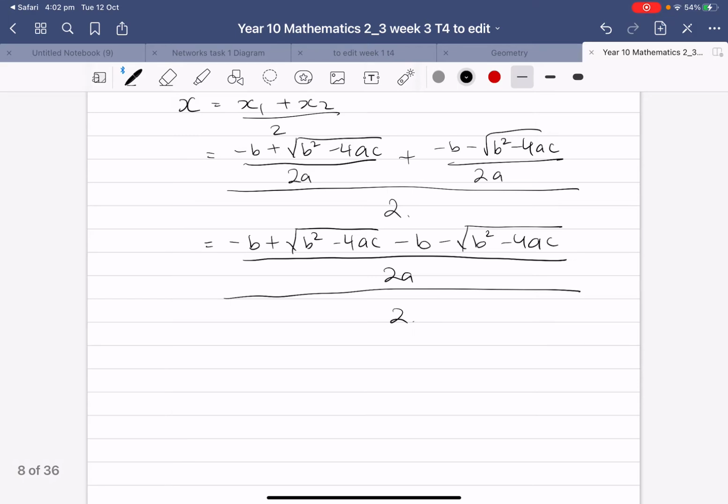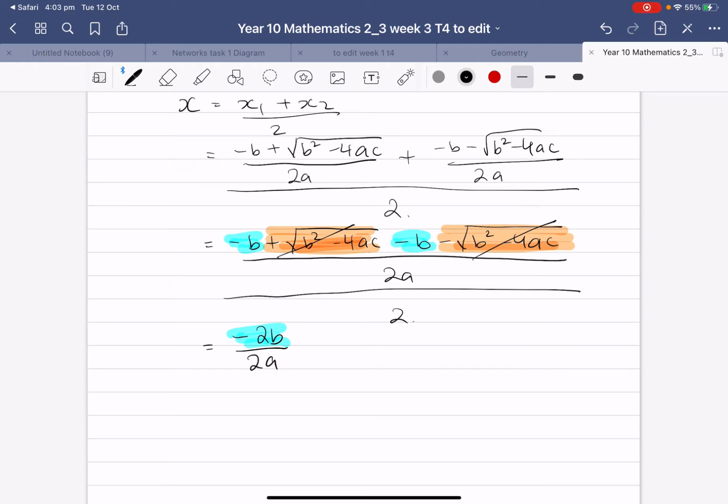Okay, so this equals, so negative b plus negative b, that's going to be negative 2b. Then this is going to be plus the square root of b squared minus 4ac minus the square root of b squared minus 4ac. So let's highlight this. This and this becomes this. And now this plus minus this, that becomes 0 because they cancel each other out. Okay, so that's going to be negative 2b over 2a, and then it's going to be over 2.